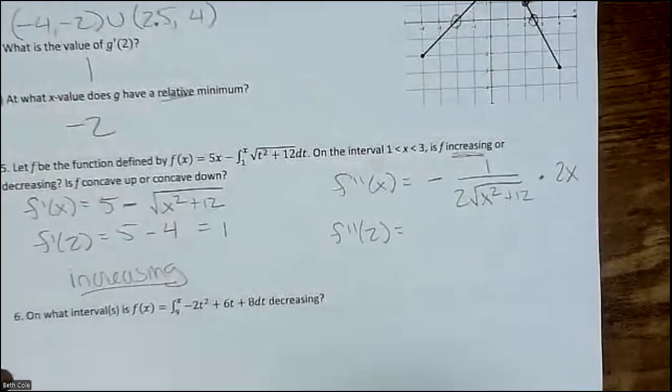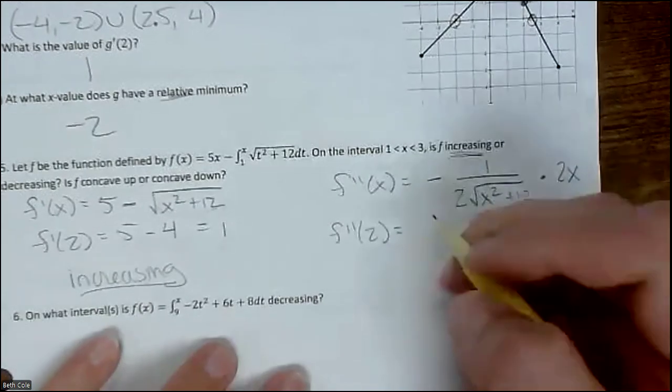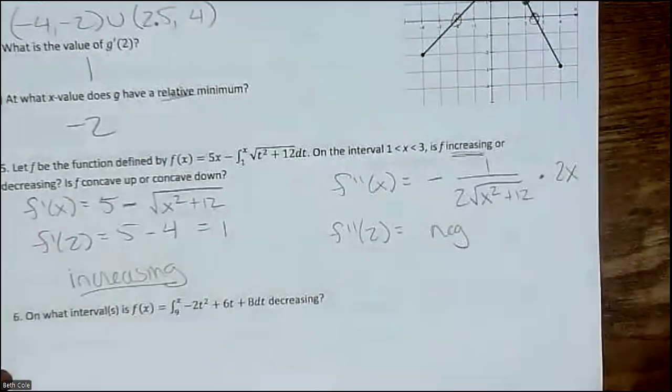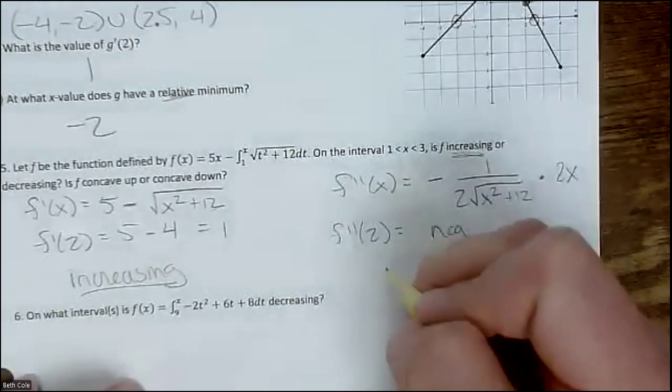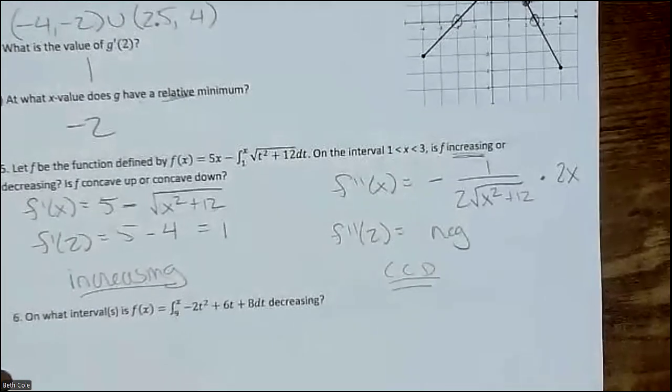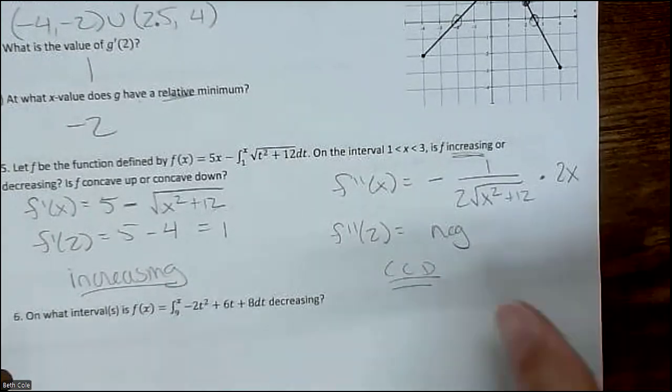Again, why did I pick 2? It's in the interval. I don't really feel like working all that out. The point is, is it positive or negative? Going to come out negative. So what does that mean? What's your big conclusion since that came out negative? Concave down. Beautiful. I didn't feel like working that out, and I didn't need to. I just needed whether it was positive or negative.